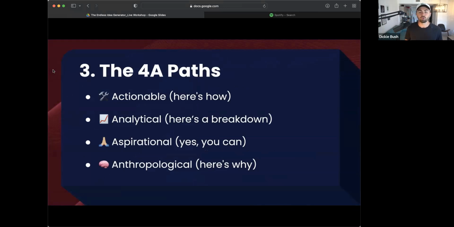Okay. From here, we're going to go through the proven paths and approaches, which is the 4A framework. So the 4A framework is my favorite part of this whole presentation. And it's this idea that any idea on the internet or in the world, you can say in one of four ways. There's actionable, which is here's how. There's analytical, which is a breakdown. There's aspirational, which is a story saying here's how and yes, you can. And then anthropological, which is here's why, kind of speaking to the human nature.